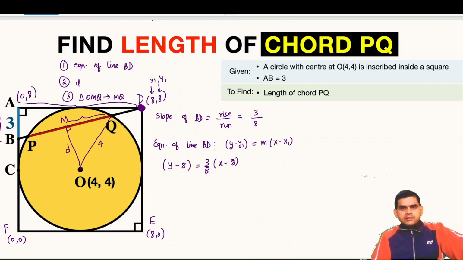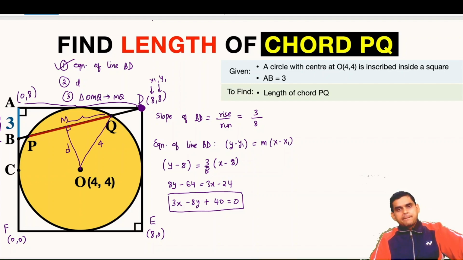So we will cross multiply. So we will get 8y minus 64 is equal to 3x minus 24. We will rearrange. So 3x minus 8y plus 40 is equal to 0. So this is the equation of line BD. So the first step is complete.